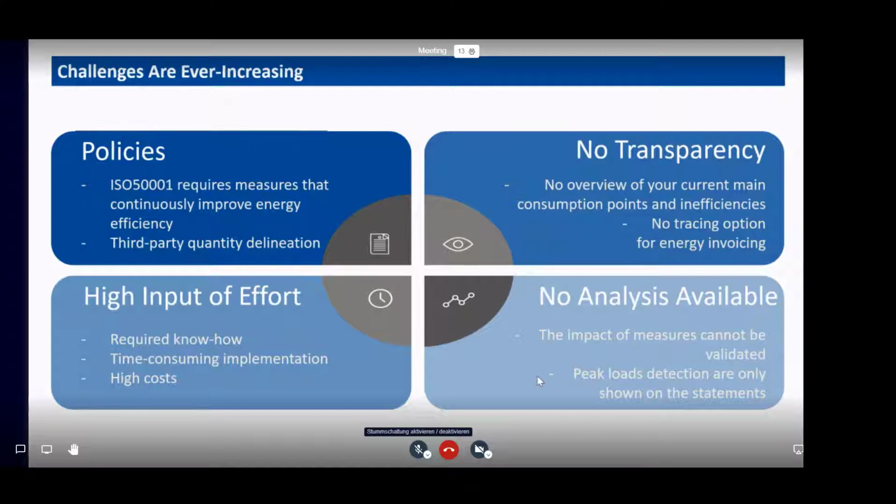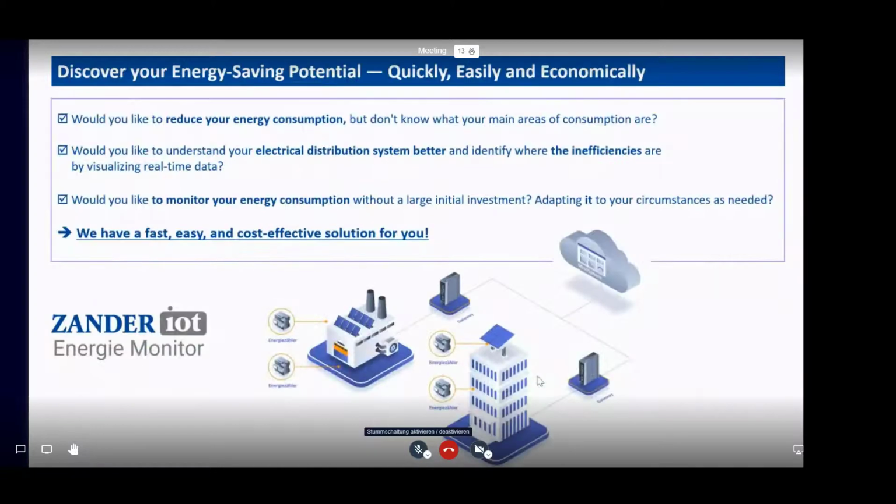And the question is, why don't they solve these problems? And the answer is quite short. Current solutions for energy management and monitoring are very expensive. They require a lot of know-how, and they are oftentimes very time-consuming. And on the next slide, you can see the vision that has been set up when we jointly developed this project.